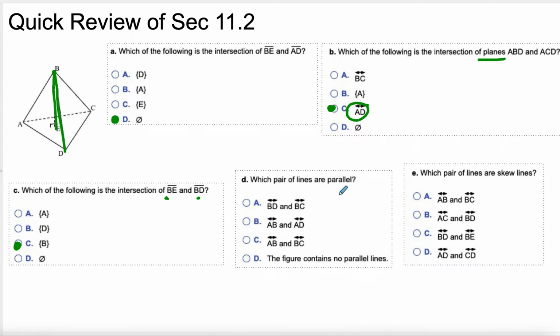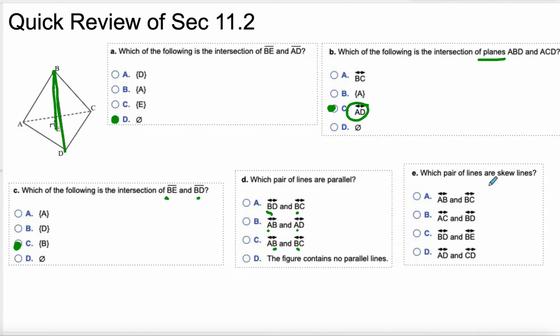Which pair of lines are parallel? BD and BC? I see already by just reading it, B is the intersection, so they are not parallel. AB, AD, point A is contained in both lines, so they are not parallel. They have intersection point A. AB and BC also have B as the intersection point. And I don't see any other sides or faces that are parallel to each other in this figure, right?